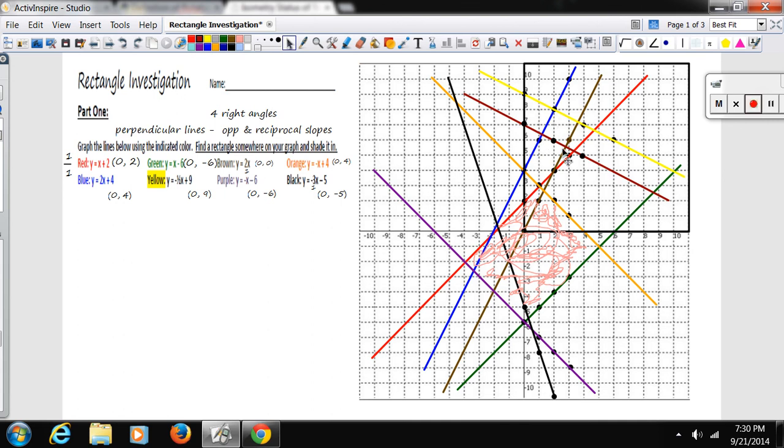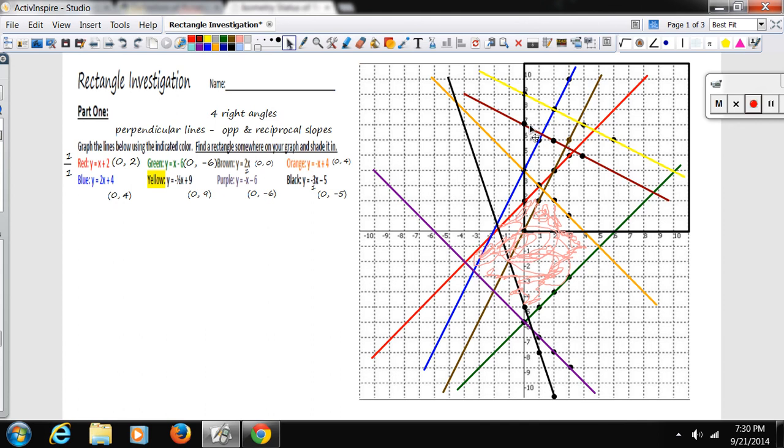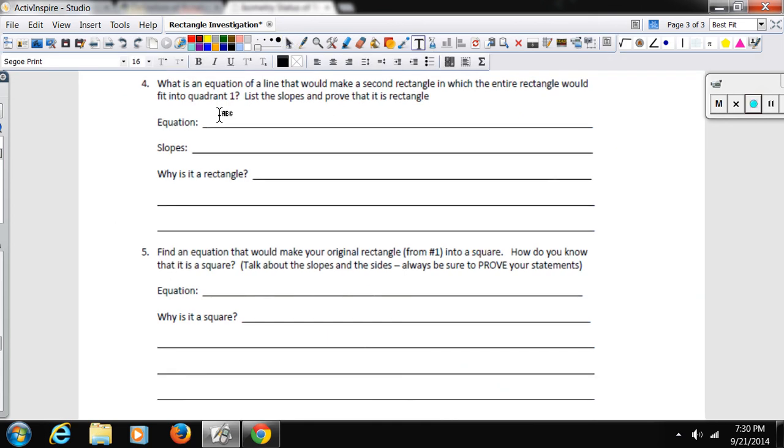So it's got two parallels, and it's got two parallels this way, and it makes a rectangle, and those are right angles. So this would be the rectangle right here. Let's see what equation I just made. The equation I just made has a +7, and it's got a -1/2 slope. So the equation that I just made was y equals -1/2 x plus 7.